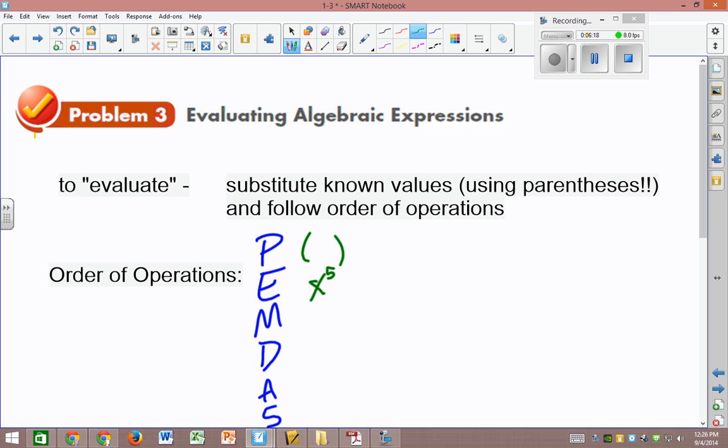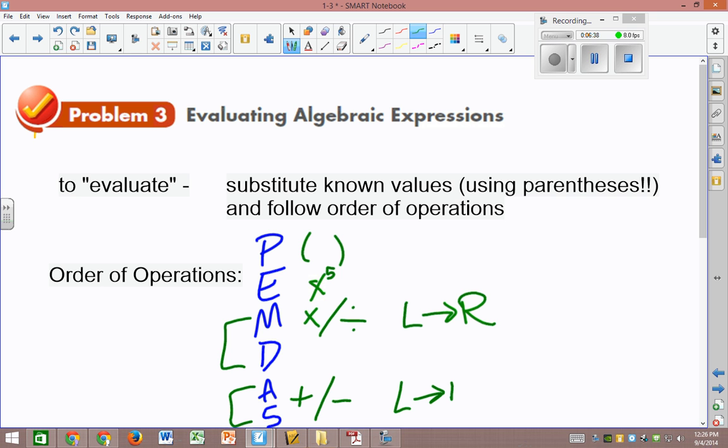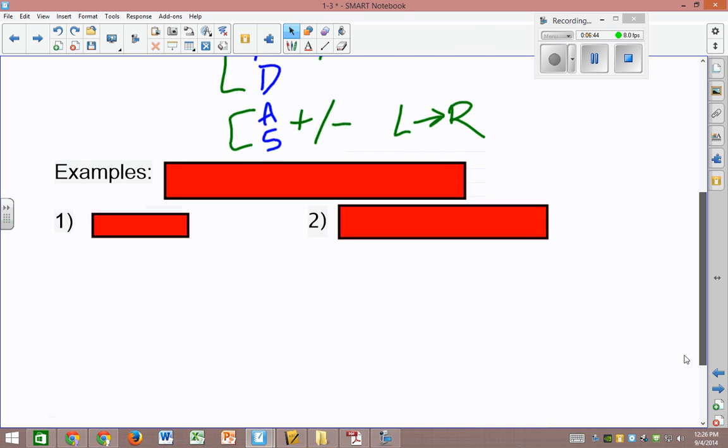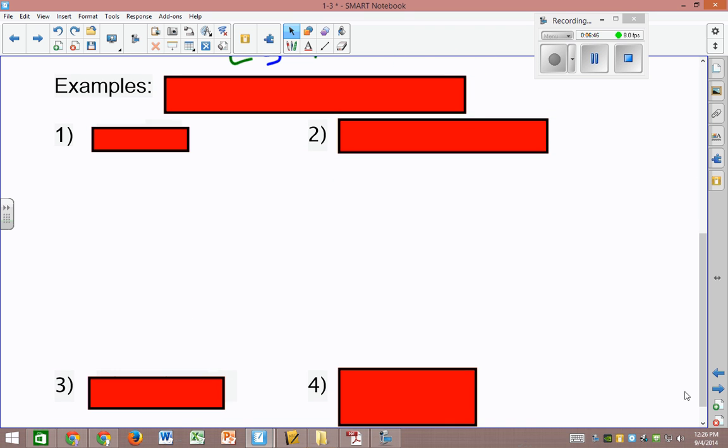Okay. M and D go together, multiply and divide. They're the same importance, so whichever one comes first is the one you do first. Left to right, it's like reading. And then add and subtract for the bottom ones. These two go together, and this is also left to right. You might want to write those out in words, but I'm hoping you know what PEMDAS is by now.